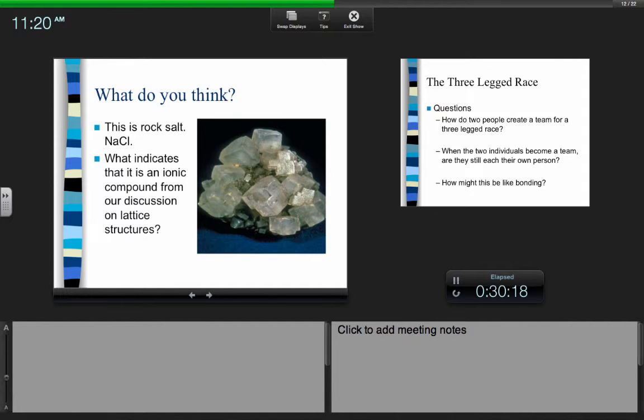Table salt is just a ground up version of this. It's been cleaned, dirt's been taken out. And basically what we do is we just grind it up and put it in a salt shaker and sell it for money. Ground up salt that comes out of the earth, yes.